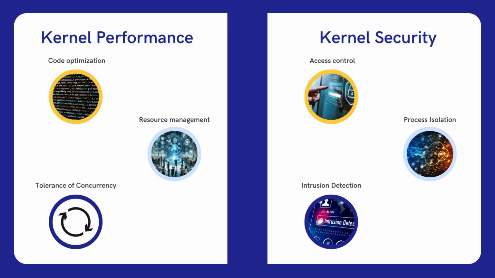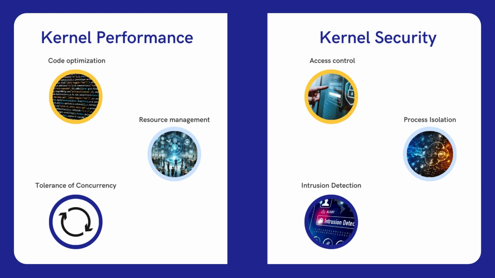Now we have kernel performance and kernel security. In kernel performance we have code optimizations. Developers work on optimizing the kernel code, improving its efficiency, and reducing execution times. Resource management. The kernel efficiently manages the system resources such as memory and processor. Concurrency handling. Mechanisms are implemented to ensure that the kernel can handle multiple tasks concurrently while maintaining system stability.